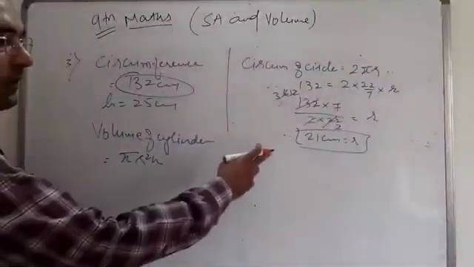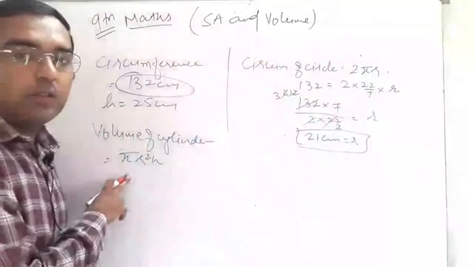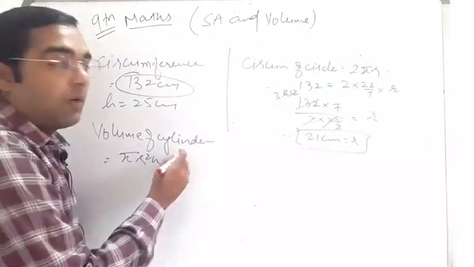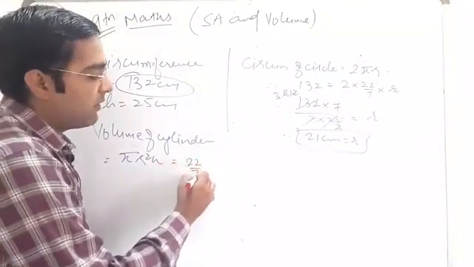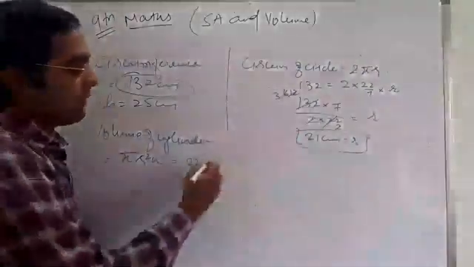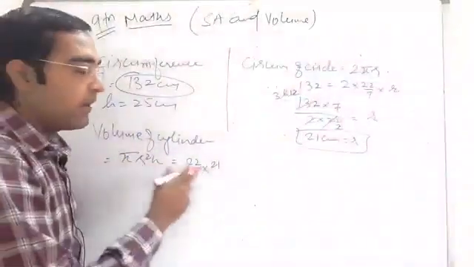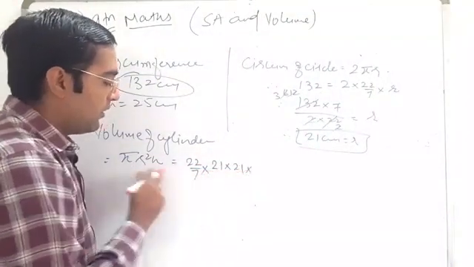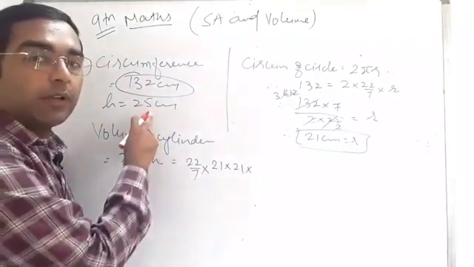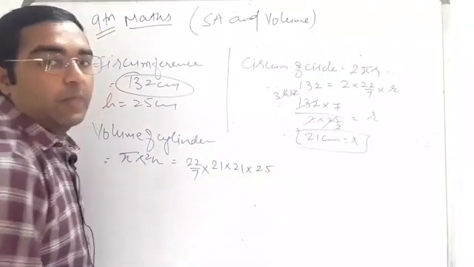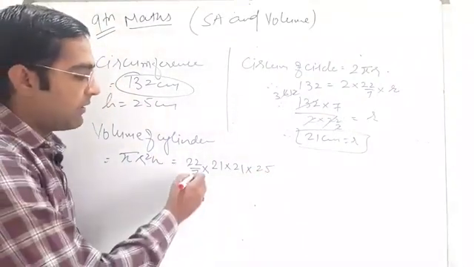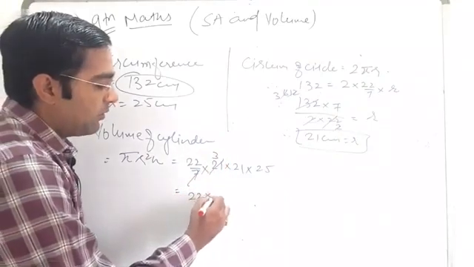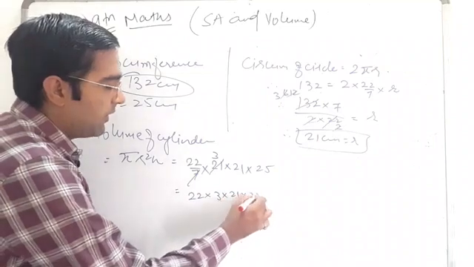Now I'll take this radius and put the value of radius in this question. So pi is 22 by 7 and the radius is 21. Here is r square, that's why we have to take 21 into 21 into the height of the cylinder, that is given as 25. Now we have to take cancellation. 7 3s are 21, and my answer is 22 into 3 into 21 into 25.